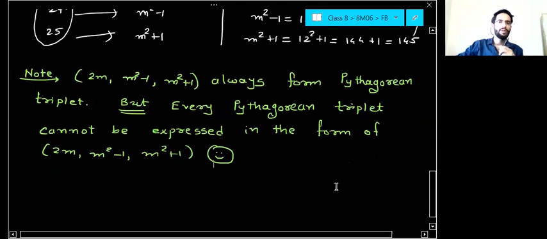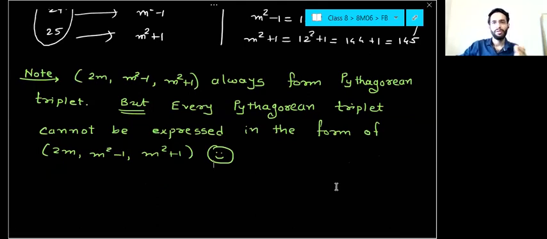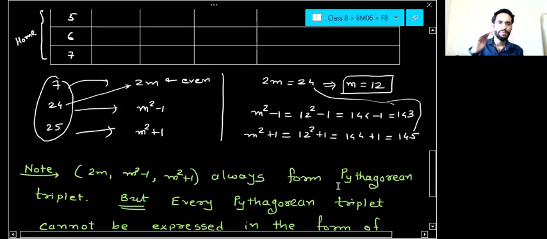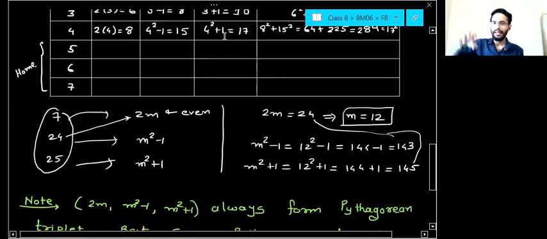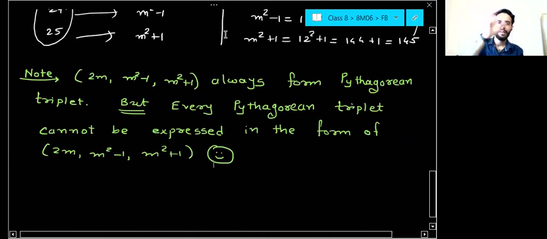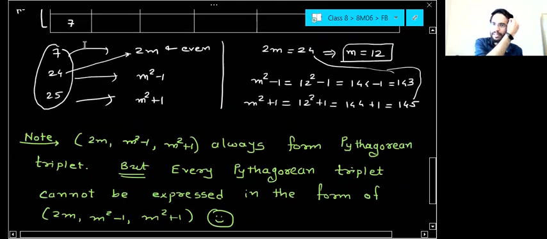2m, m square minus 1, m square plus 1 always form Pythagorean triplet, but every Pythagorean triplet cannot be expressed in this form. Everyone understood this statement? Right. कि यहाँ पे आपका 2m, m square minus 1, m square plus 1 में आप जो भी लिखोगे वो तो Pythagorean triplet होगा ही. But if you are taking any Pythagorean triplet, you cannot write each and every Pythagorean triplet as like this. Right? Your example is 7, 24, 25. So this is just an example of this. Everyone got this?